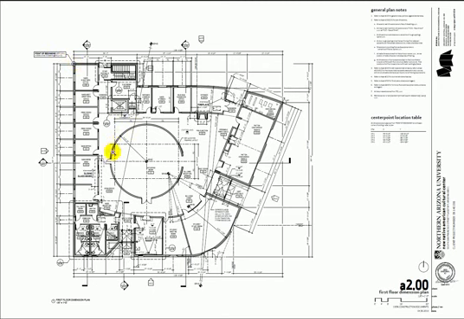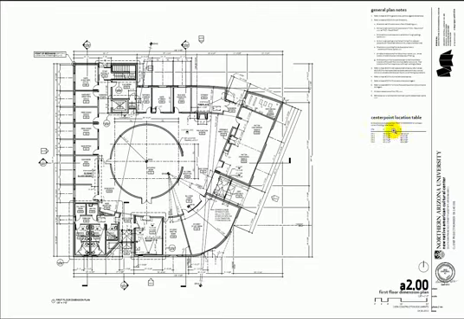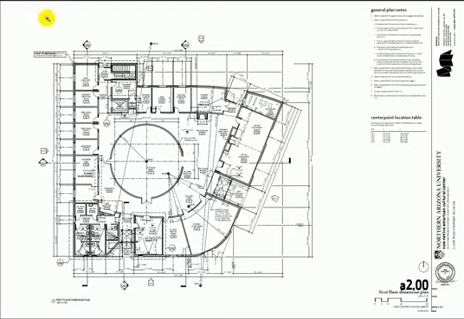The circles here, the circle in the middle, and these curved walls are identified by center points right here. So you can see this one right here, control point number 2. And so if we go over here, center point number 2, you can see that there's some dimensions given, and these dimensions are measured from that point of beginning. So to start the whole building, the contractor is going to have to figure out where this point is from the civil drawings, and then everything is referenced off that. So now we know where everything is in this building.